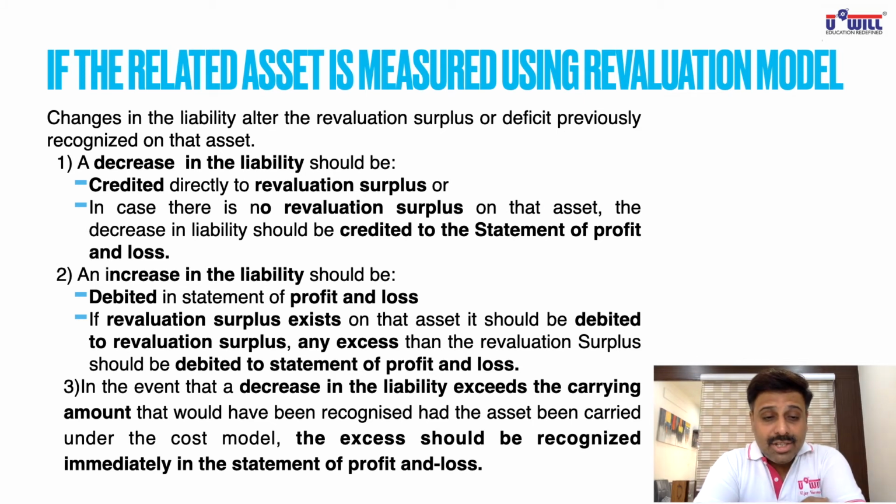A decrease in the liability should be credited to revaluation surplus, and in case there is no revaluation surplus on that asset, the decrease in liability should be credited to the statement of profit and loss. Increase in liability should be debited to profit and loss account; if revaluation surplus on that asset exists, then it should be debited to revaluation surplus account, and any excess over that revaluation surplus should be debited to the statement of P&L account. In the event the decrease in liability exceeds the carrying amount, the book value itself, then that would have been recognized had the asset been carried under the cost model, the excess should be recognized immediately in the statement of profit and loss.